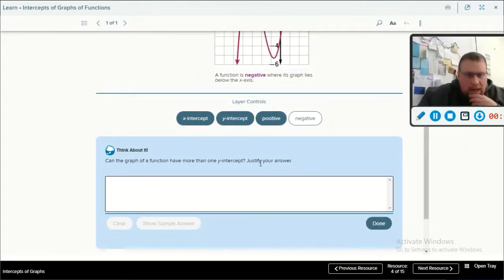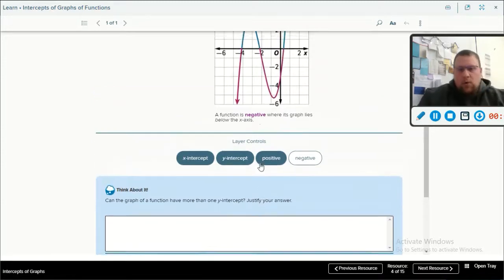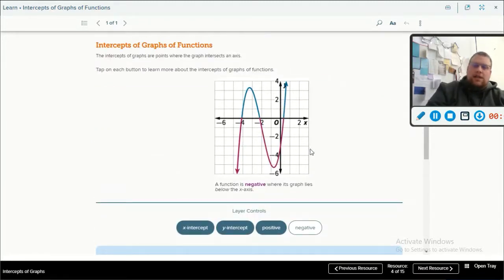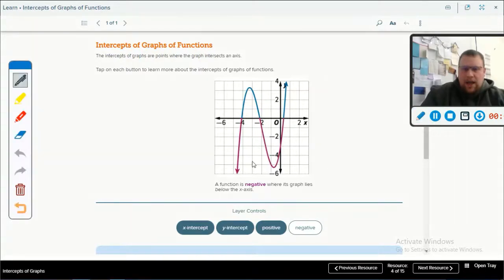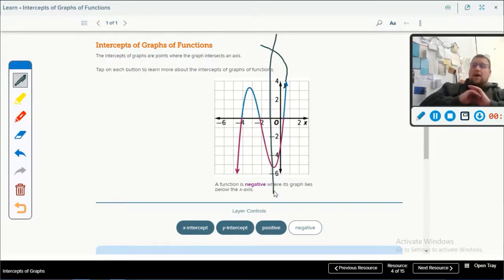So, can the graph of a function have more than one y-intercept? I want to talk to you guys about that. If this were to have more than one y-intercept, that means at some point up here, it swings back around. Here's the problem with that. If it swings back around, it's going to fail the vertical line test, isn't it? So no, a function cannot have more than one y-intercept. A function can have tons of x-intercepts, but it can only have one y-intercept. You want to put that in now. In your notes, only one y-intercept.